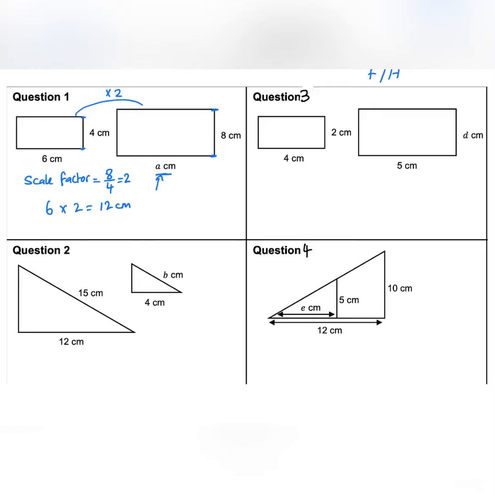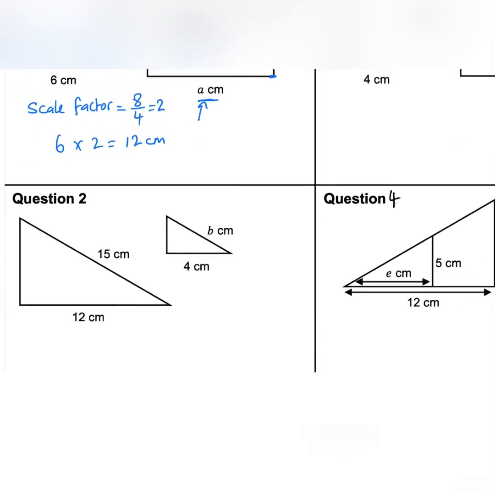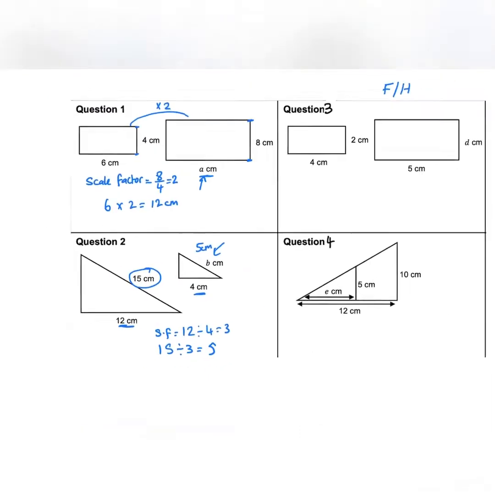Okay, so we are going to start with question number 2. Again, if we look at the corresponding sides, this side here and this side, we can find the scale factor as 12 divided by 4, which is 3. And then remember, this shape is 15 divided by 3, so that is going to be 5. So this side here is going to be 5 centimeters.